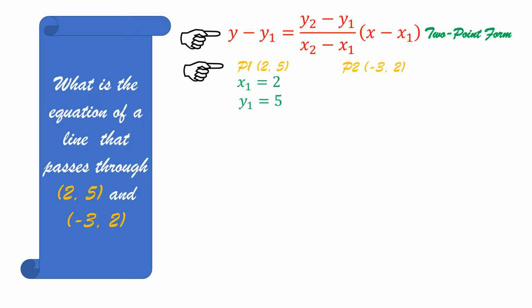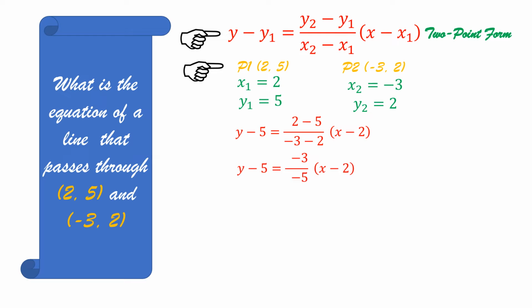Our point 2 is negative 3, 2. So our x sub 2 is negative 3 and y sub 2 is positive 2. So we will now substitute the values from the formula above. So we have y minus 5 is equal to 2 minus 5 all over negative 3 minus 2 times x minus 2. Let us first simplify the fraction. 2 minus 5 is equal to negative 3, and negative 3 minus 2 is equal to negative 5.